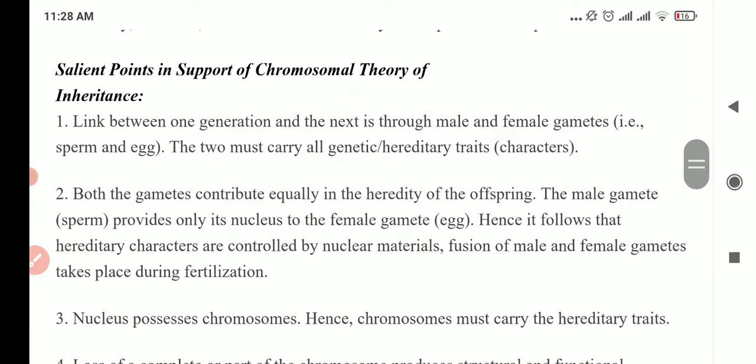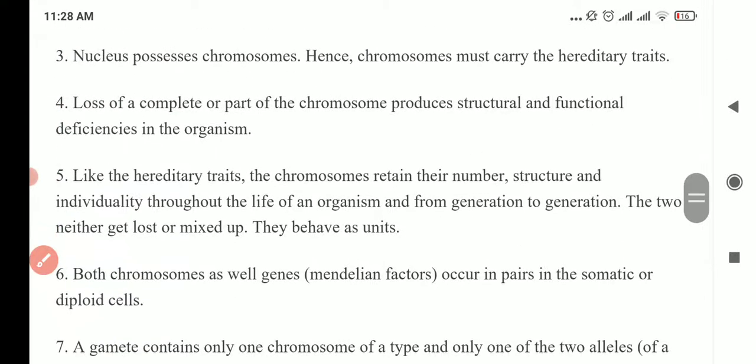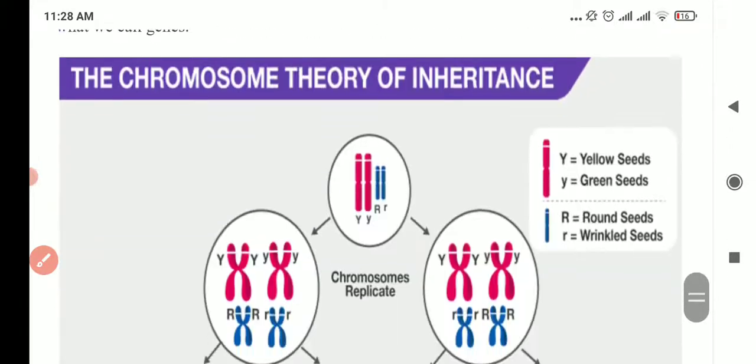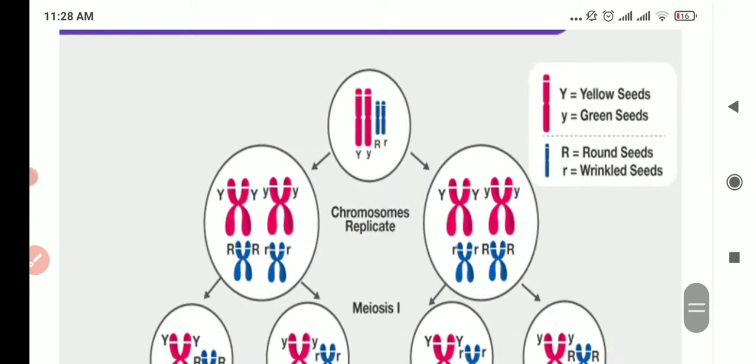Okay, so let's look at some salient points. Link between one generation and the next through the female gamete. These points you can go through by yourself. What we need is, I want you to understand, no? Points you can go through by yourself. Okay, so here, let's look at the diagram.